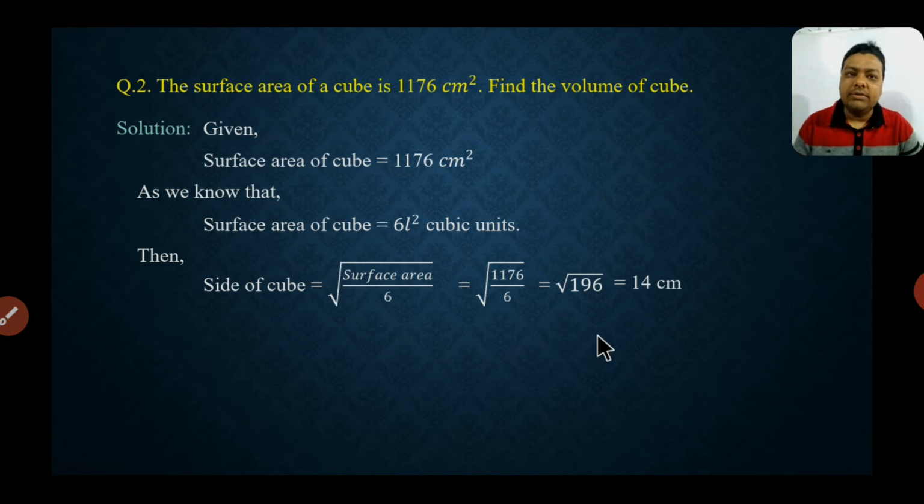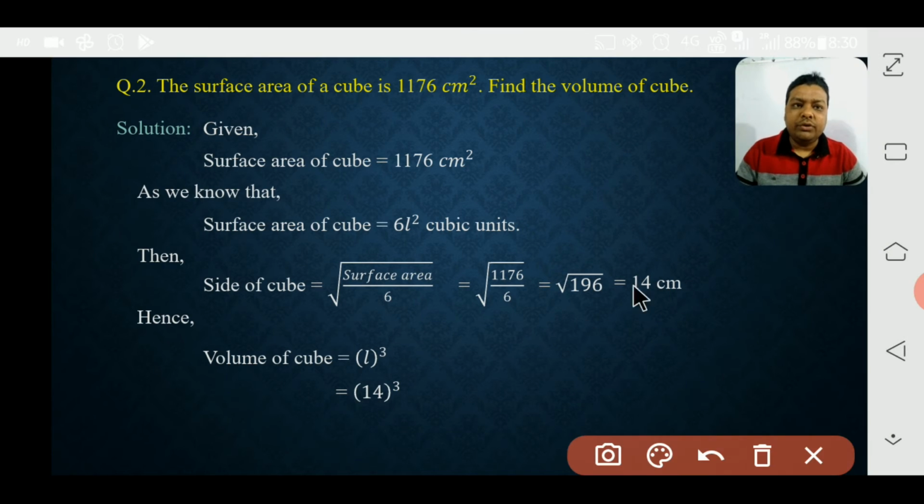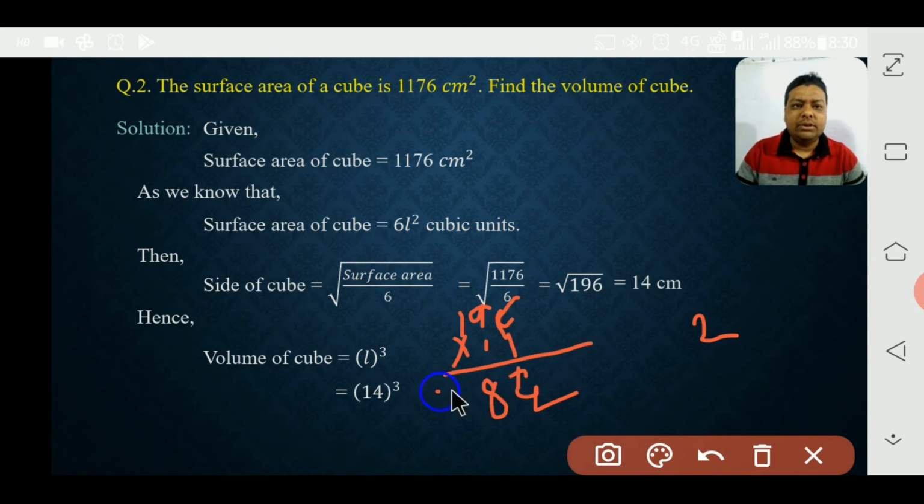Now we know the side of the cube, so we can find the volume of the cube. We know the formula of the volume of cube, L cube. So 14 into 14 into 14, 14 cube. 14 into 14 is already 196, and 196 into 14, what will it be? Let's multiply it. 6 4s are 24, carry 2. 9 4s are 36, plus 2, 38. 8, carry 3. 1 4 is 4, plus 3, 7.